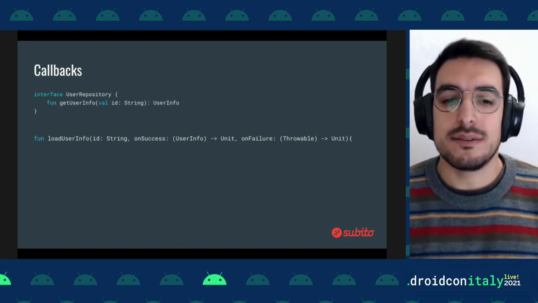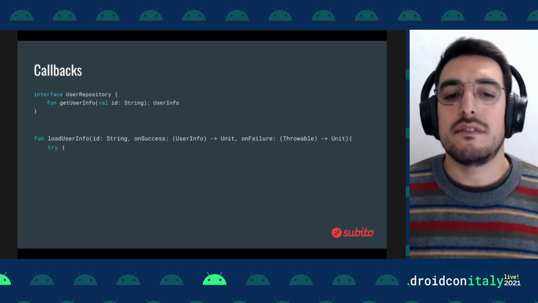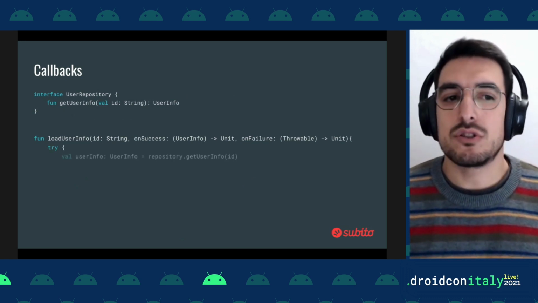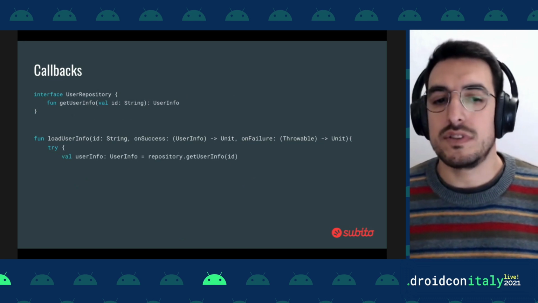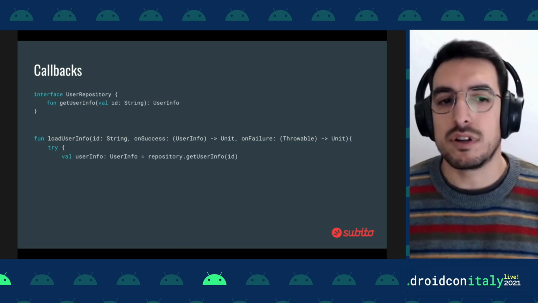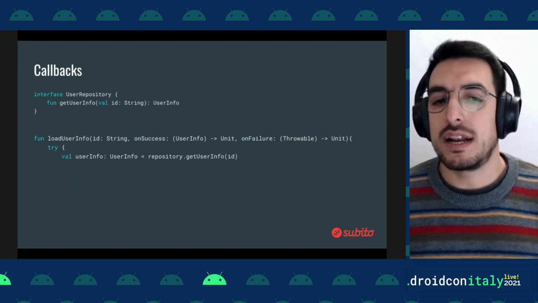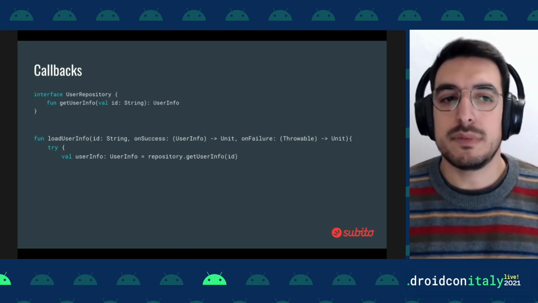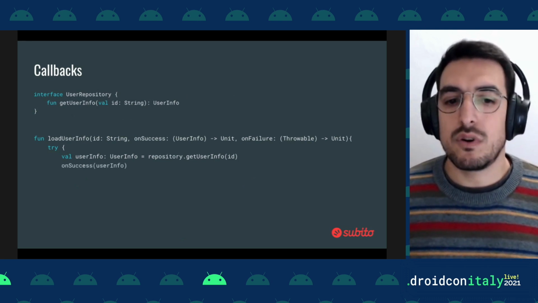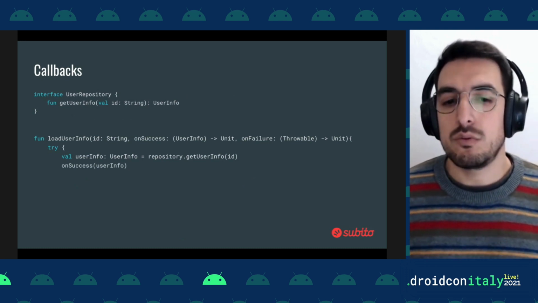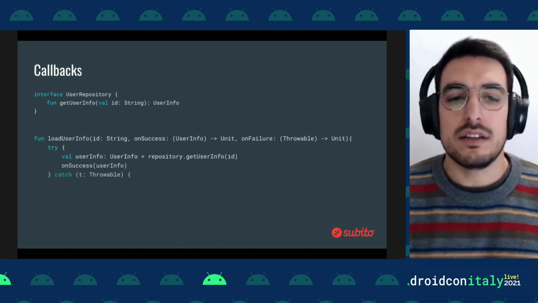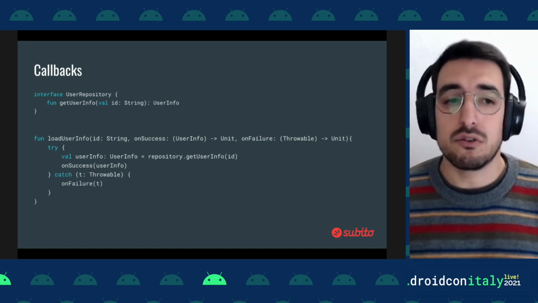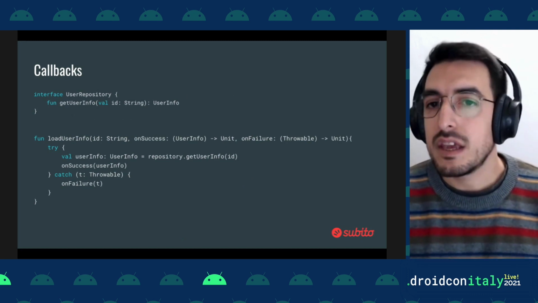So trying to do a little implementation of this method, we have to put at the first line a try-catch block, because we want to do our execution of the call to the repository. For example, we want to catch if there are some exceptions. If there is no exception invoking this method, we get the user info and we can invoke the callback with the value retrieved. While if we catch the exception, we have to invoke the onFailure callback with the throwable inside.